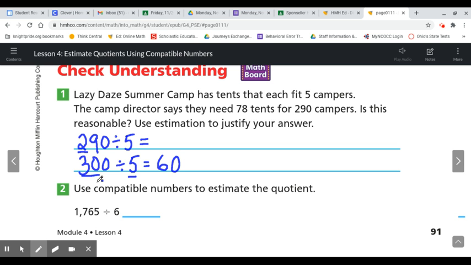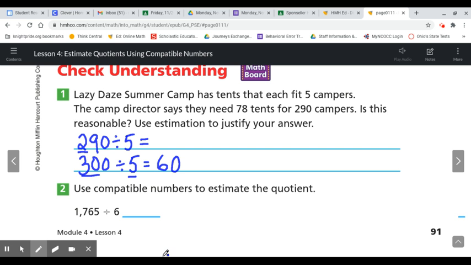Okay? So if there were 300 campers divided by 5 of them each in a tent, you would only need 60 tents. So since the camp director says they need 78 tents, is that a reasonable answer? The answer would be no, because 78 is not that close to 60. And if you think about it, 60 would actually be a little bit more than what they would need since we rounded 290 up to 300. So 78 would not be reasonable.